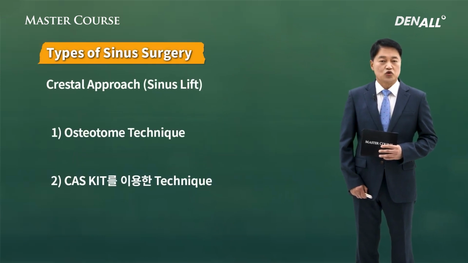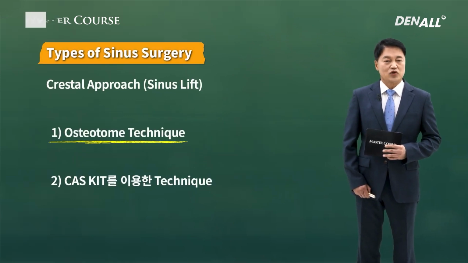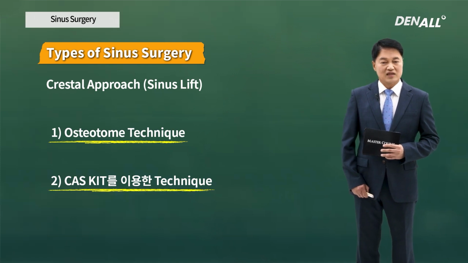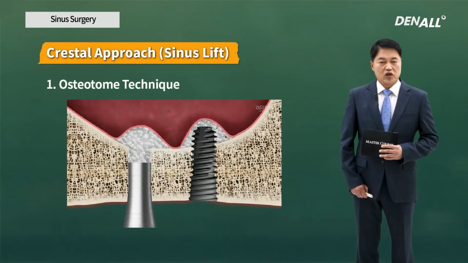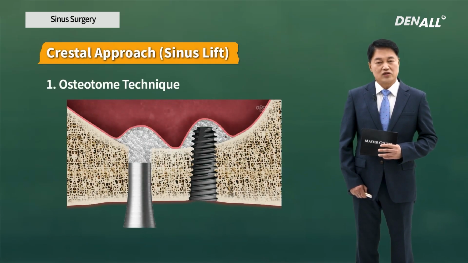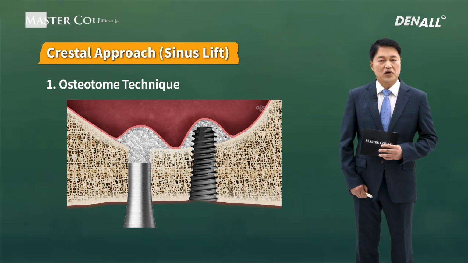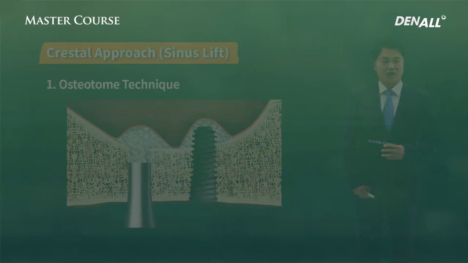Let's look at crestal approach. There's the traditional osteotome technique, and there's also a technique using CAS kit. As you can see, using osteotome, the sinus is lifted and bone graft is done and the implant is placed.